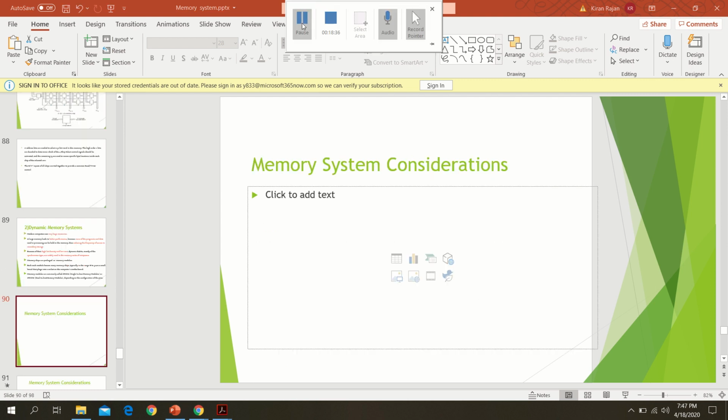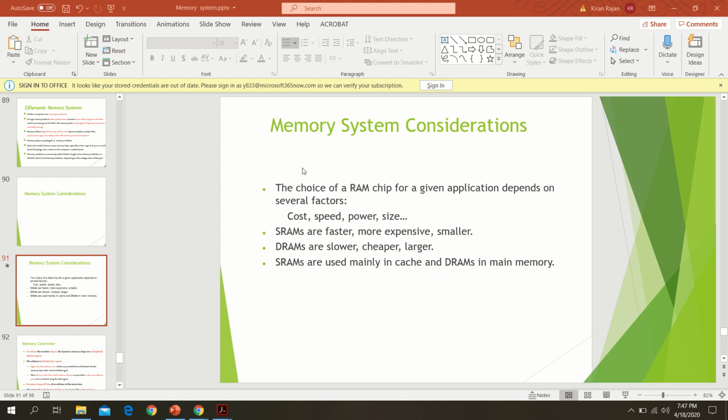The next topic we have to discuss is memory system consideration. As we said, in this unit we studied different types of memory systems. That is, RAM is there, ROM is there, and different types of ROMs are there. RAM is also divided into two types, static and dynamic RAM. And we studied the advantages and disadvantages of static RAM and dynamic RAM.